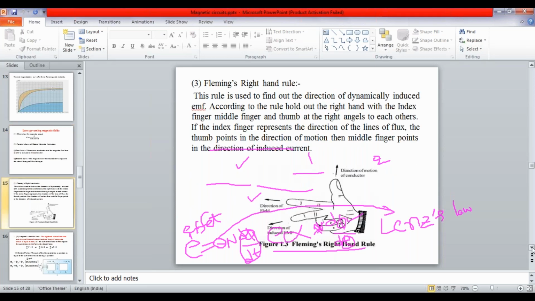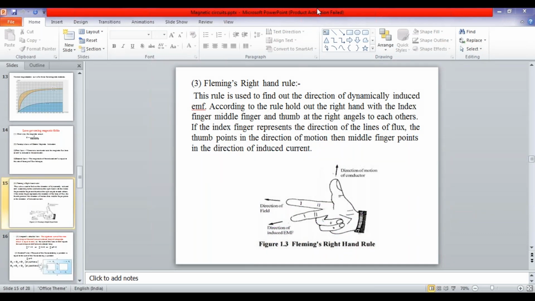Now afterwards, to find out the magnitude of induced EMF also, we will be having some laws. To find the magnitude of the induced EMF, we will be having Fleming's right hand rule proposed by the person called Fleming. So that here, we can place the three fingers, thumb, forefinger, and middle finger.